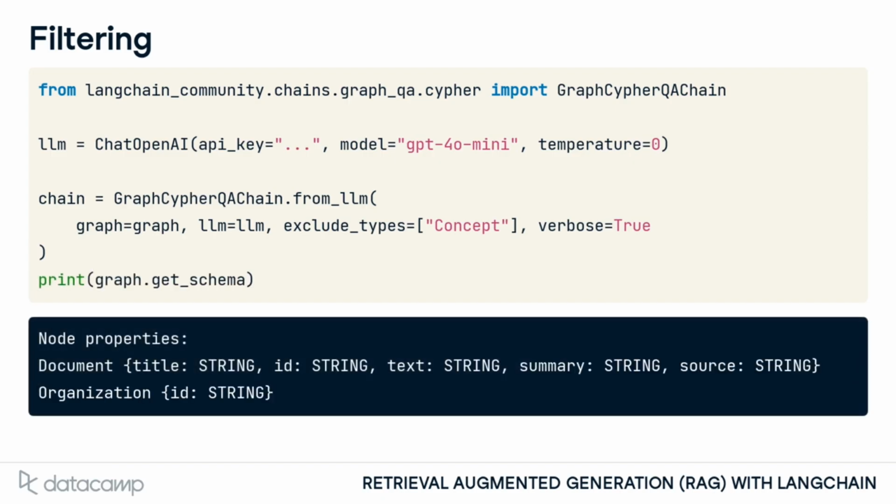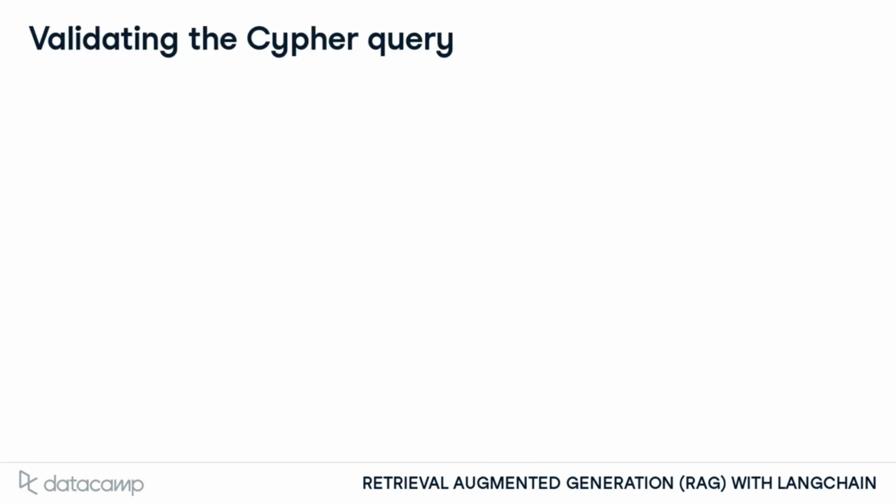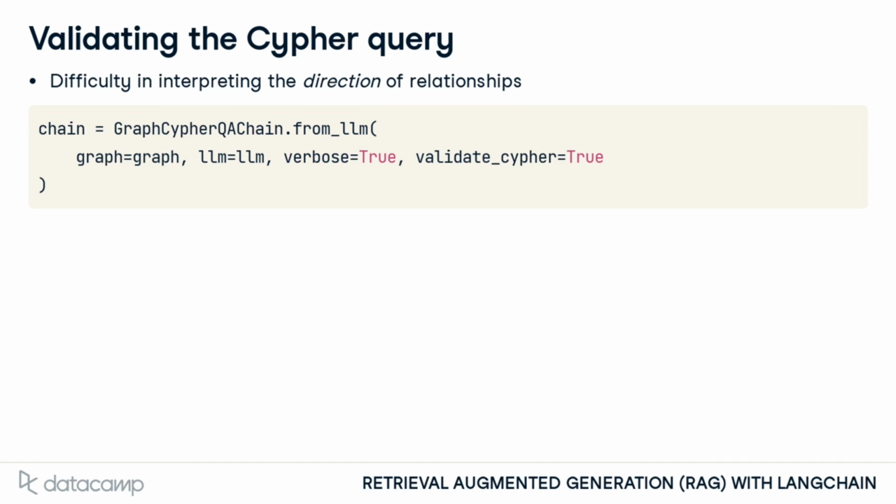Removing unneeded node properties from the schema so the model can focus on a specific subset often improves the quality of generated Cypher statements. One thing LLMs have particular difficulty with is inferring the direction of relationships when generating Cypher statements. Because the graph schema is predefined when instantiating the chain, after the Cypher is generated, we can validate the query against the graph schema.